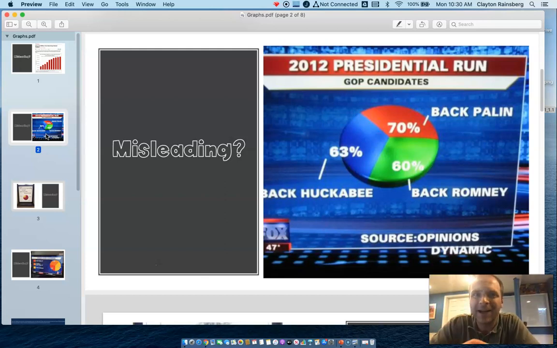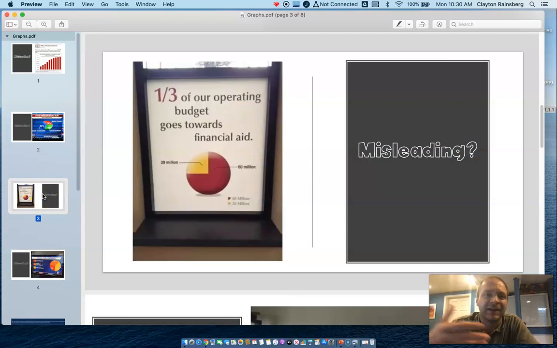So even the percents aren't the correct size in this pie chart. And they don't add up to 100%. You have a 70, 60, 130, and 63, 193%. So 193% is what that pie chart adds up to. It doesn't make sense.